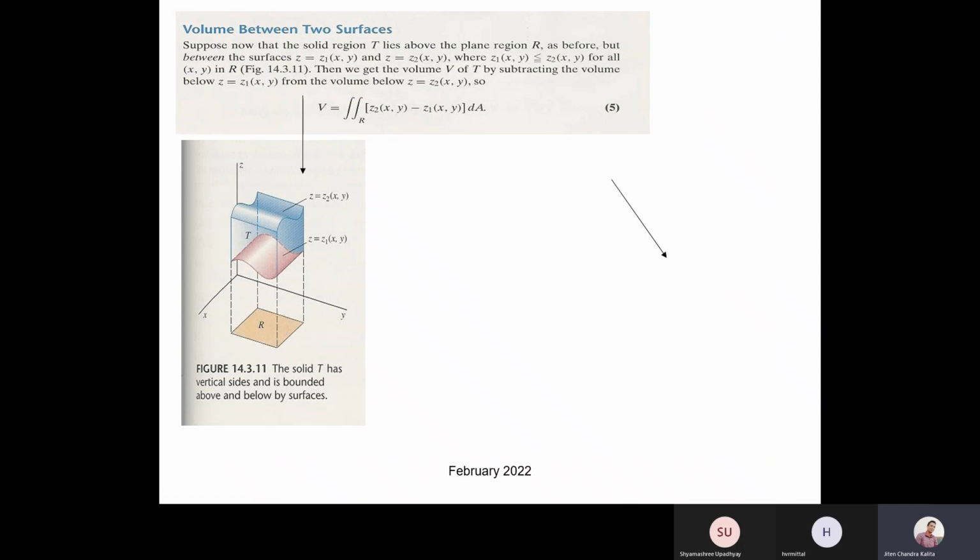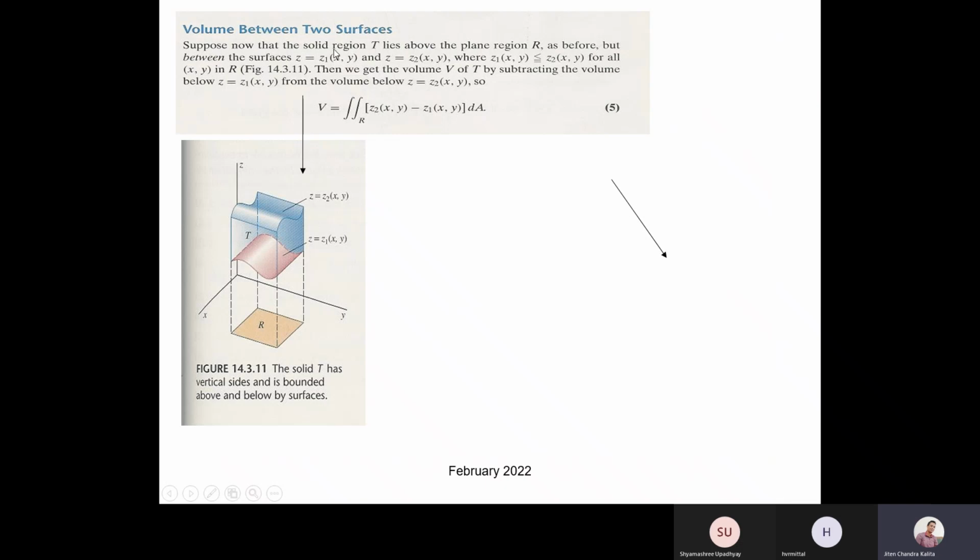Suppose I am considering a region, and it is not necessarily a two-dimensional region. I am talking about a three-dimensional region, and it is bounded by two surfaces given by z equal to z1(x,y) and z equal to z2(x,y). And z2 is greater than or equal to z1 for all x,y lying in that region. Okay, so this is what it is.